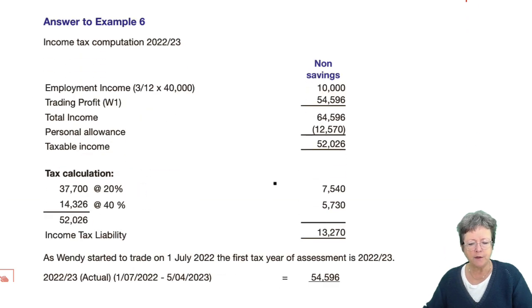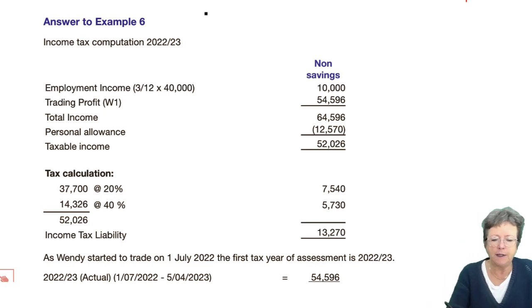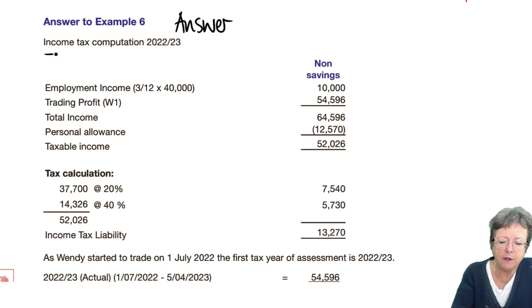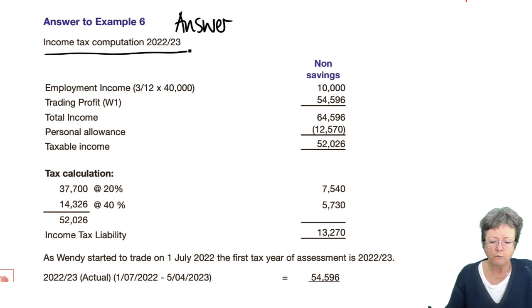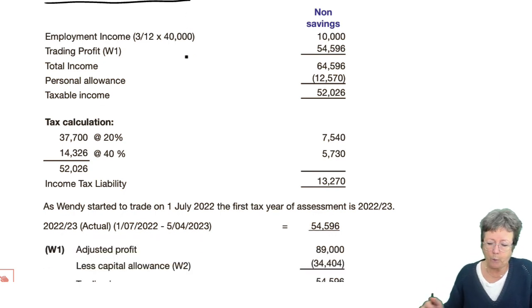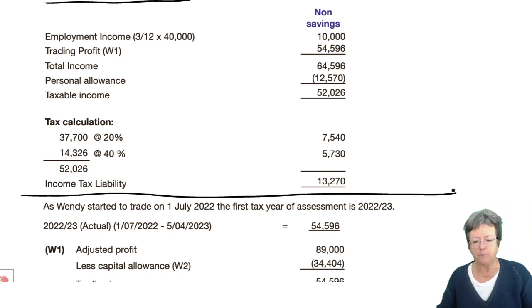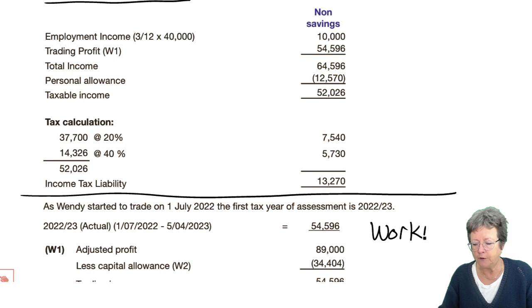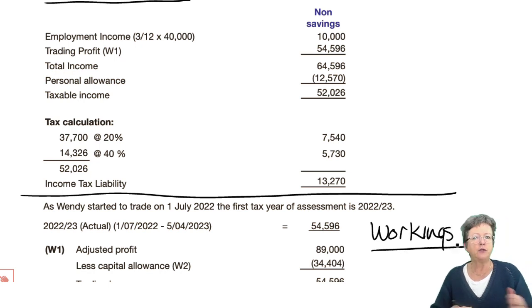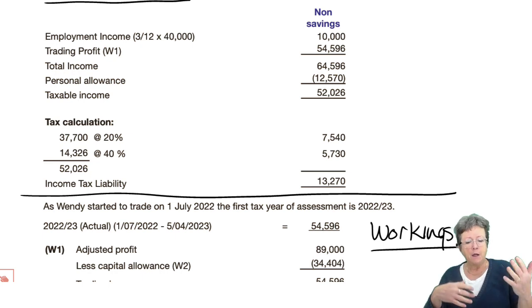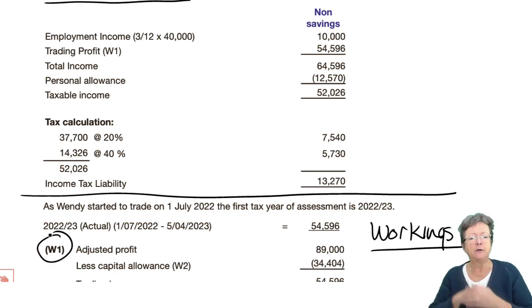So you'll notice that the question asked you for the income tax liability. So that was the answer. The answer is, what is her income tax computation? Okay, so that is the answer, and these are all the workings. As I've mentioned to you before, you have two choices. You can either do the workings first, again clearly identified that that is what you have done, or you can do the answer first with the workings underneath. It doesn't really matter as long as it clearly states.